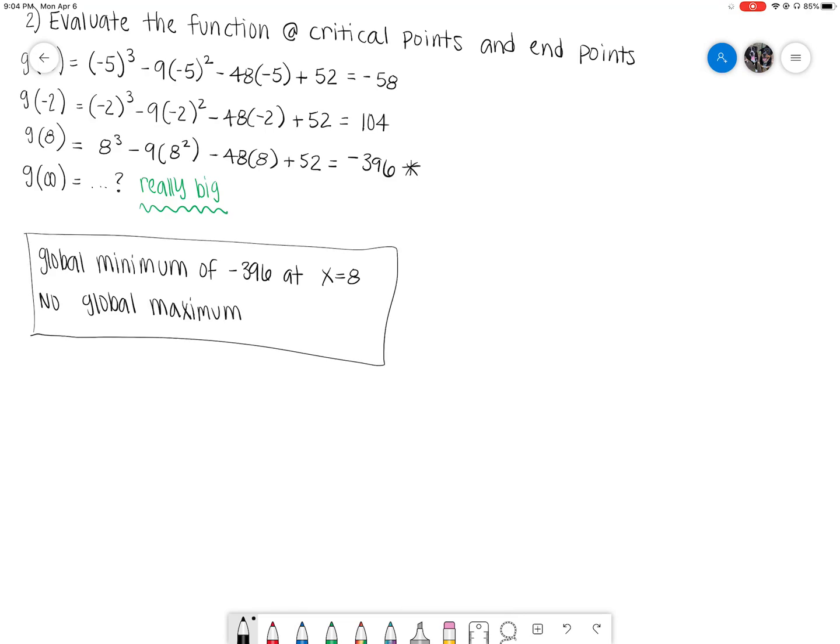And this actually lines up well with the picture that we drew, right? It had a global min, but it did not have a global max because the function just kept getting bigger and bigger and bigger. So we've got one last example.